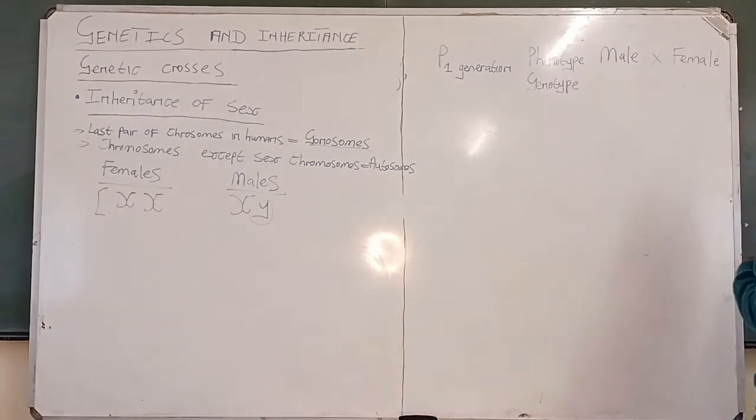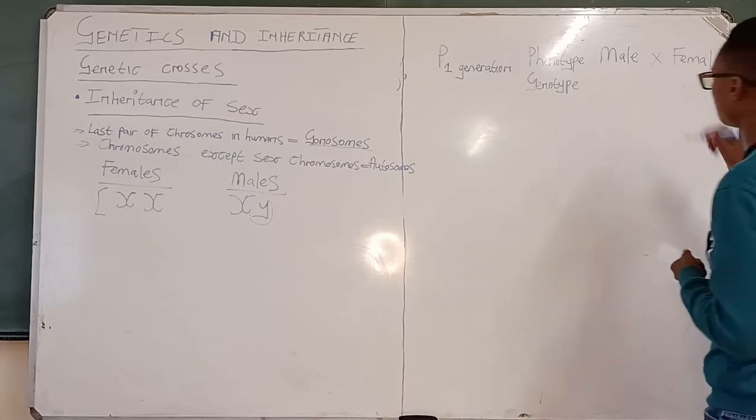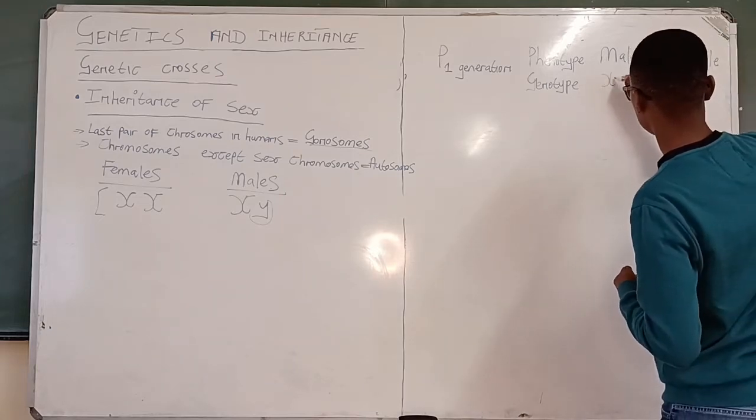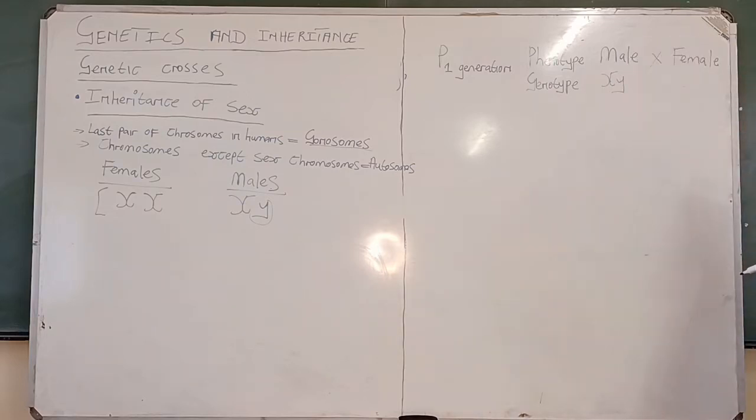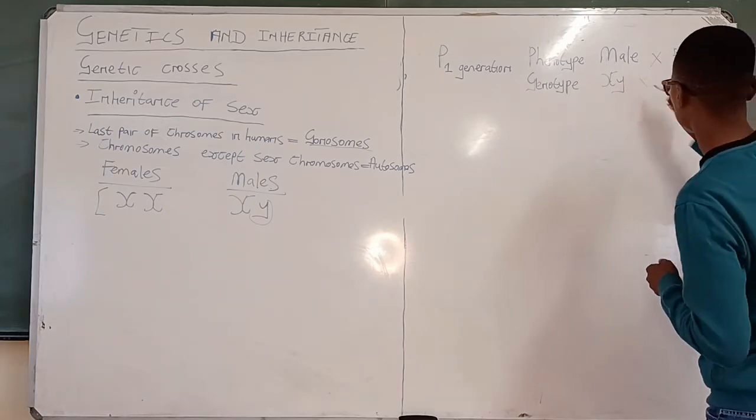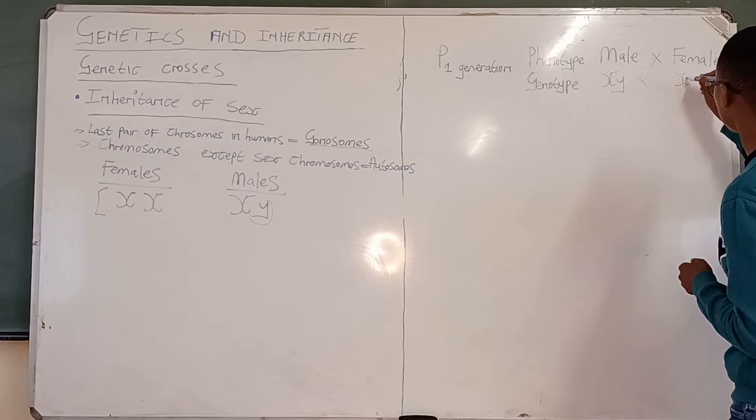So obviously, like I said, always the male has X and Y chromosome. This is the genotype. This is what you can see when you look at the genes of a male. You're going to see these 23 pair chromosome, X and Y, and then crossed with a female, always XX.